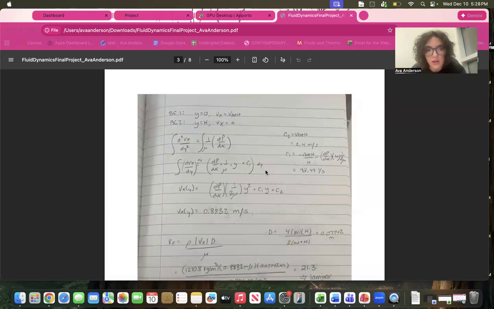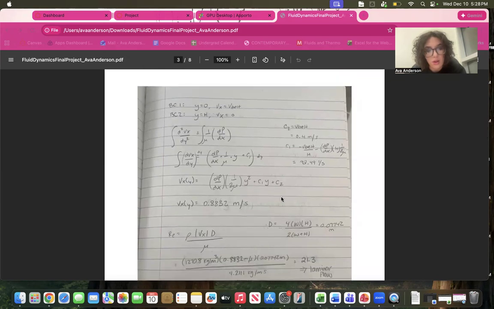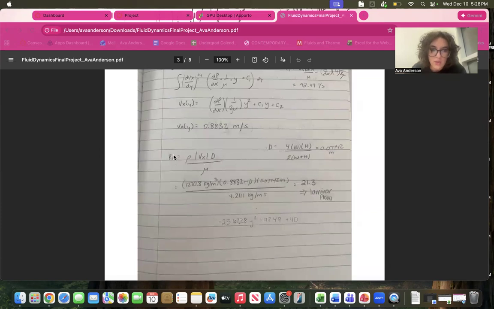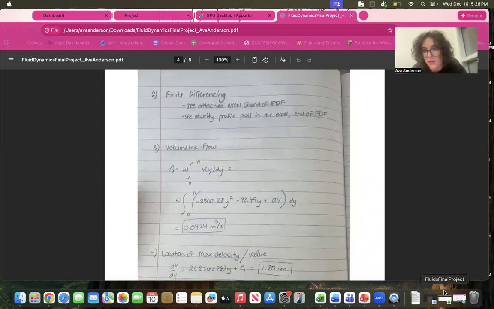You can integrate the equation that you had from this momentum balance twice. You can apply boundary conditions to get this final equation. You can also solve for a numerical value of that. I will show you how to get that later. Reynolds value, you can take this value and solve for it to get 21.3, which confirms that it is in fact laminar flow.